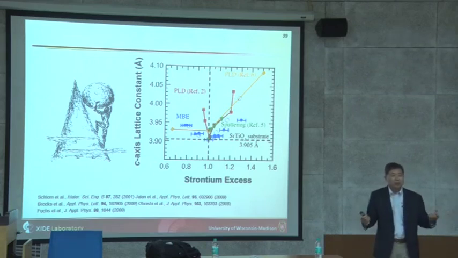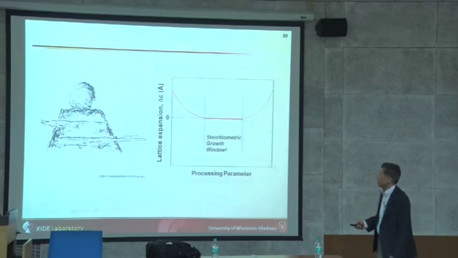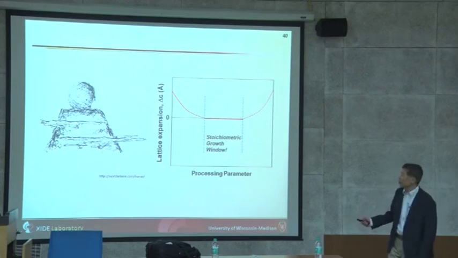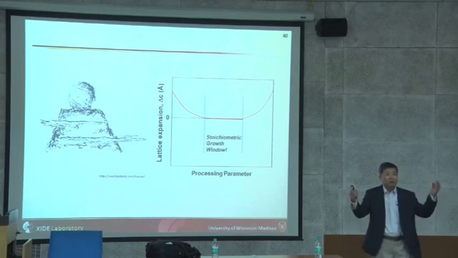What is the approach to avoid this cusp, make a wide range of these, and then solve the problem? You need this kind of mountain. If you can make this kind of mountain, where the stoichiometric window is broad like this, then you win. How can you do that?